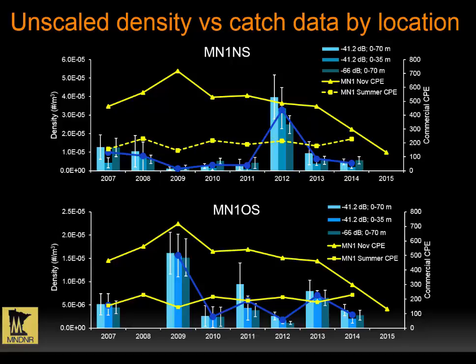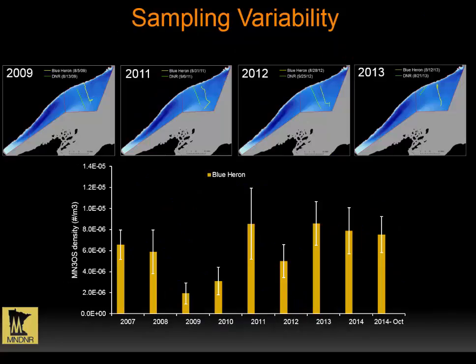And we looked at the other units as well, MN2 and MN3. We also didn't see really strong correlation between hydroacoustic densities and catch data. So another important consideration is that there's potential for a lot of variability when we do this. We go out, we take one transect offshore, and we assume that's representative, and we hope that there's not a lot of variability. But we have a small data set to look at it.